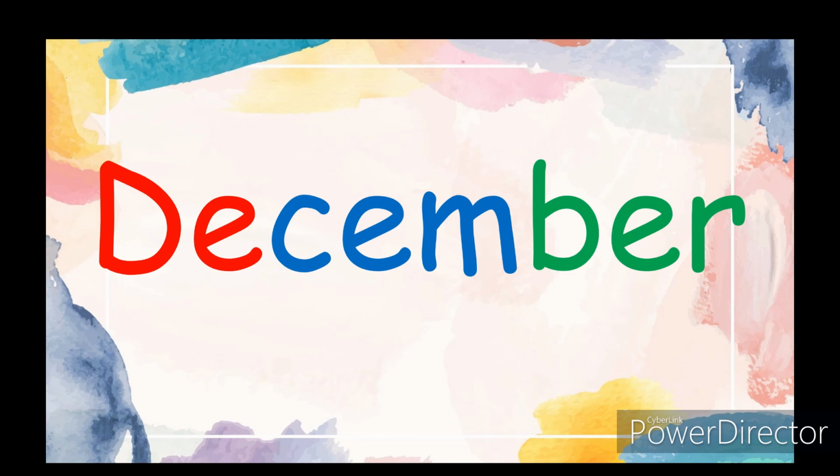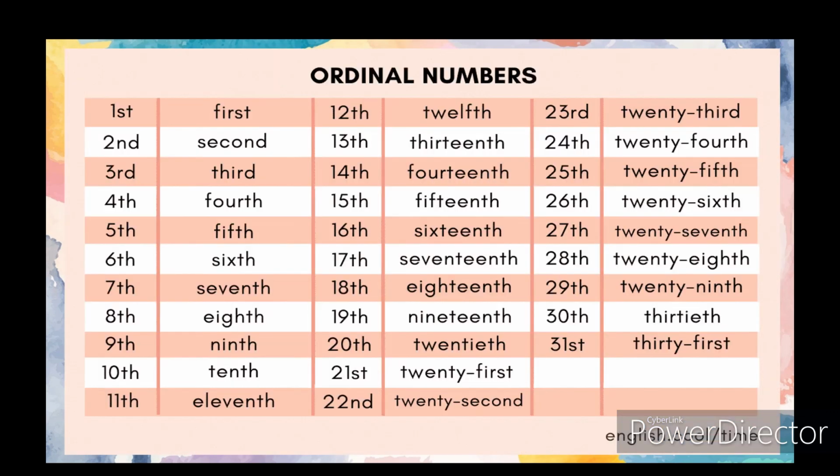And after knowing the months, it's not enough. We also have to know ordinal numbers. First, second, third, you have to remember these three. For the rest of them, we put TH at the end of the word. I'll do it quickly: first, second, third, fourth, fifth, sixth, seventh, eighth, ninth, tenth. The rest of them, you can go see by yourself. Review them, please.